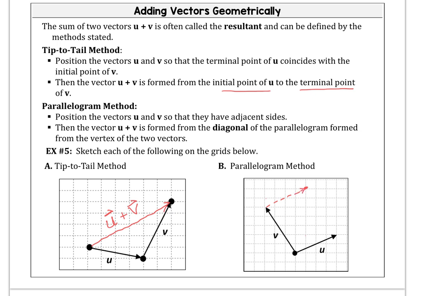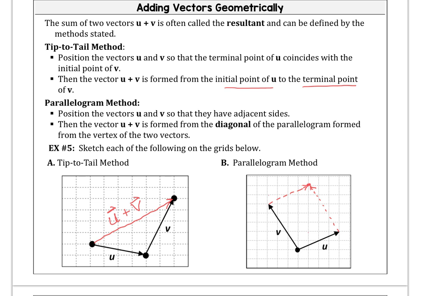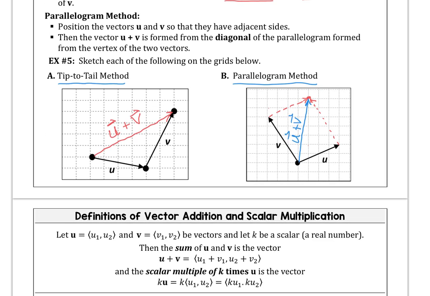Vector v is going to go from the tip of vector u over here to create a parallelogram, and then the sum of the 2 vectors is the diagonal going across there. This is the sum of vector u plus vector v. So the tip to tail method or the parallelogram method are both appropriate ways to add vectors together.